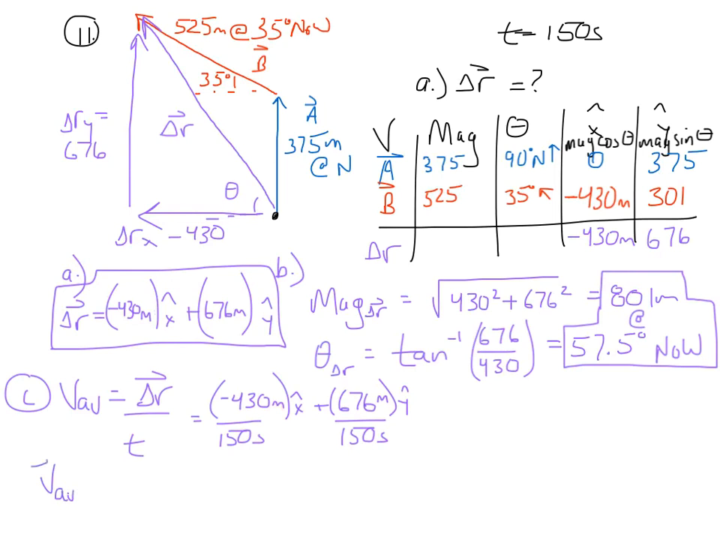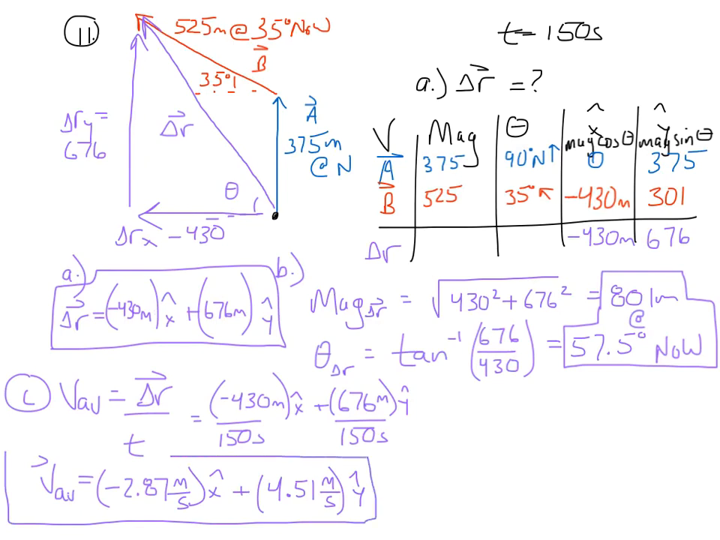Average velocity in unit vector notation is going to be, what's negative 430 divided by 150? Negative 2.87. What's that unit? Meters per second, right? It's a velocity now. Meters per second x hat. And 676 divided by 150, that's going to be 4.51 meters per second y hat. That is our velocity expressed in unit vector notation.